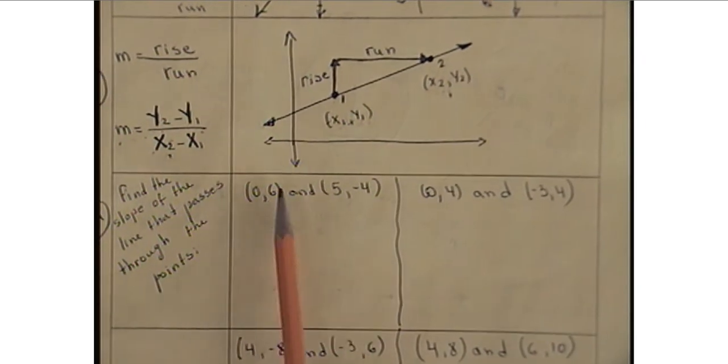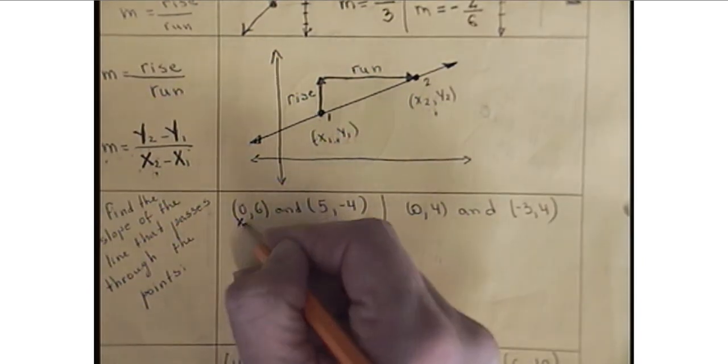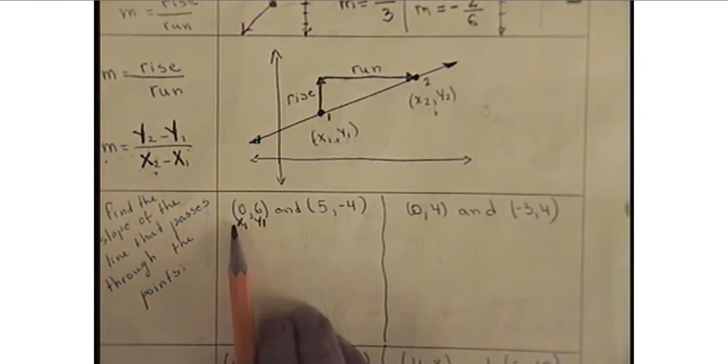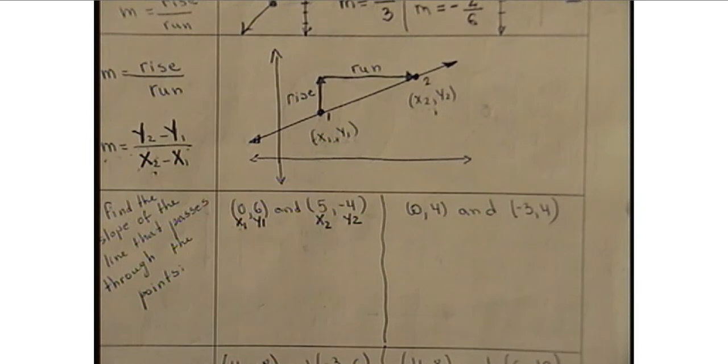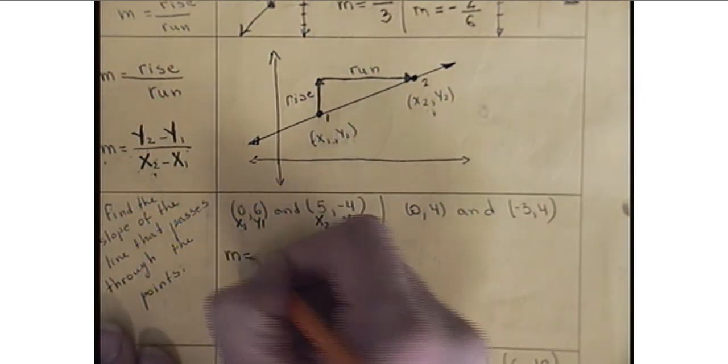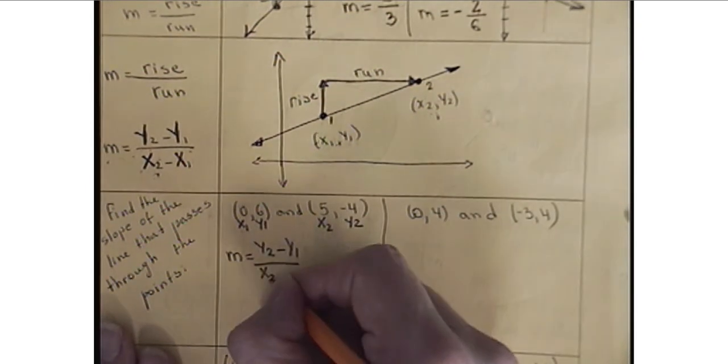In this example I am given 2 points, with coordinates of 0 and 6, and let's label those as x1, y1. So those are the x and y coordinates. First point, x1, y1. Second point will have coordinates of x2, y2. After you label your points, now you can go ahead and apply the formula. So I'm going to write down m is equal to y2 minus y1 over x2 minus x1.